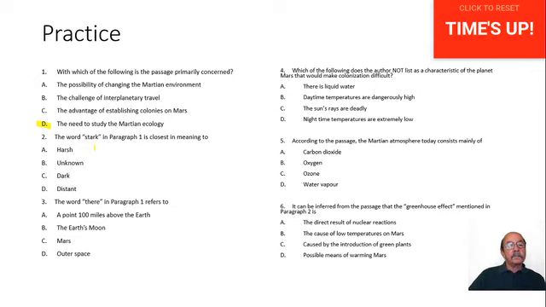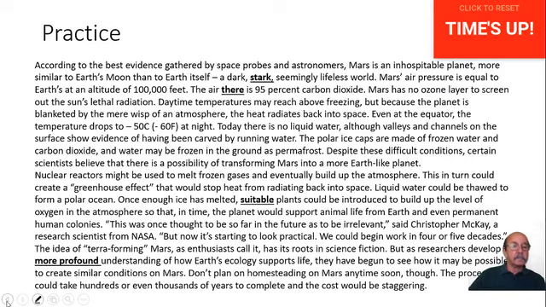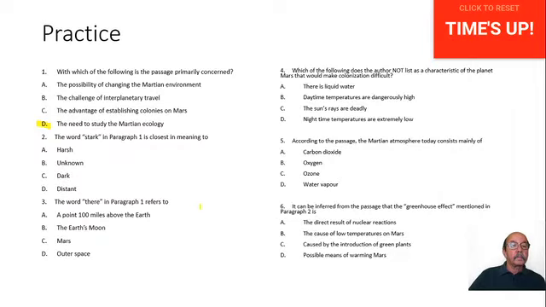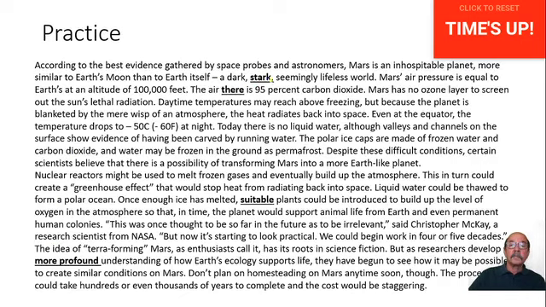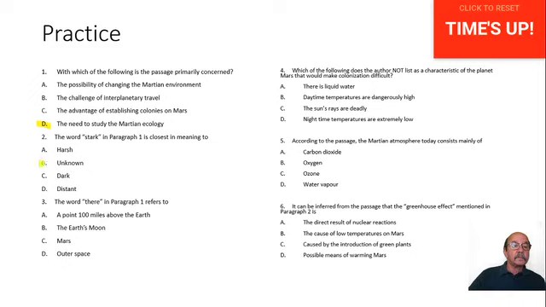Okay. The word stark in paragraph 1. So let's go back to the paragraph and have a look at stark. Here. A dark, stark, seemingly lifeless world. All right. So what does this word mean? Harsh, unknown, dark, or distant? Okay. A dark, stark, seemingly lifeless world. Okay, so we don't know too much about it. So the best option would be.